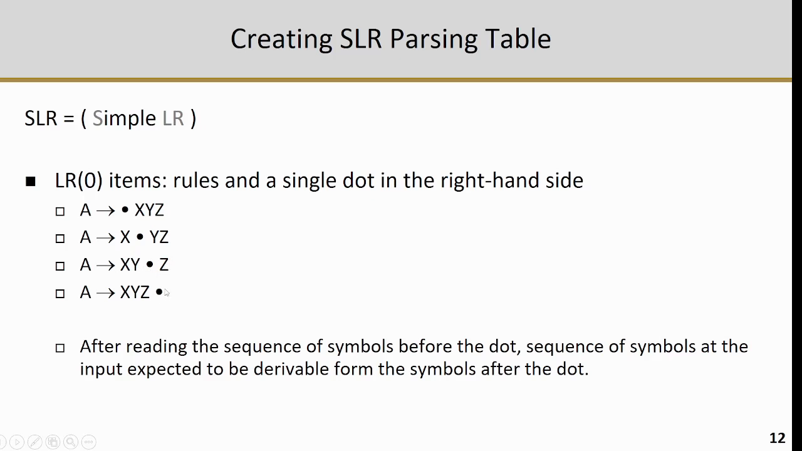And finally, if we have a dot at the end of a derivation rule, we expect that we have already read something which could be derived from X, Y, Z, and what is the forthcoming symbol in the input is not derived from this non-terminal A, but something which can follow those symbols can be derived from A.